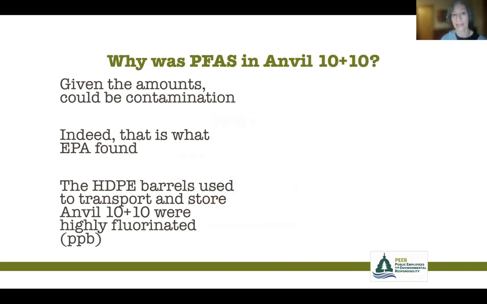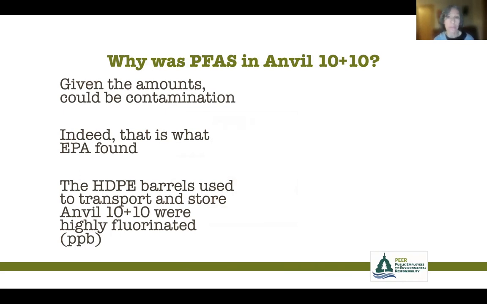Why is PFAS in Anvil 1010? Well, when I talk to scientists who are familiar with both pesticides and PFAS, they tell me that PFAS can be very handy in pesticides. It's a great surfactant. In other words, when you spray a pesticide, you want it to get an even layer over all of the vegetation or whatever it is that you're trying to put pesticides on. So it makes it a very even application. It makes it disperse. It's a great surfactant.